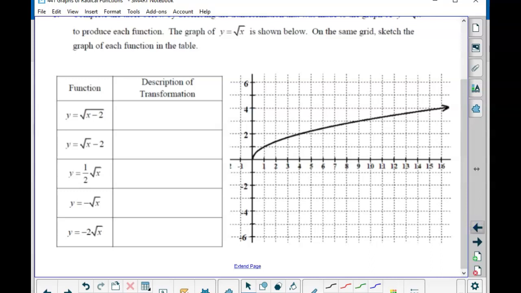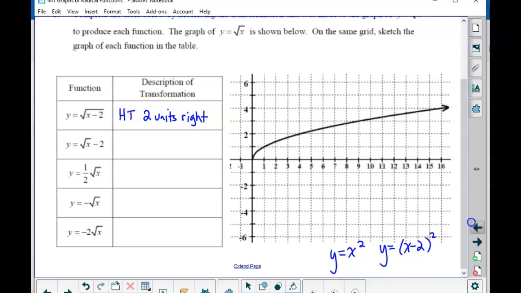So, remember, back to quadratics, if you had y equals x squared, that was your base graph. If you had y equals x minus 2 squared, that moved the vertex 2 to the right. It was a horizontal translation. Well, that's what we're doing here. We're replacing x with x minus 2. So this is a horizontal translation 2 units right. Notice how I am abbreviating that. Please don't abbreviate during a test. I just did it for the chart.